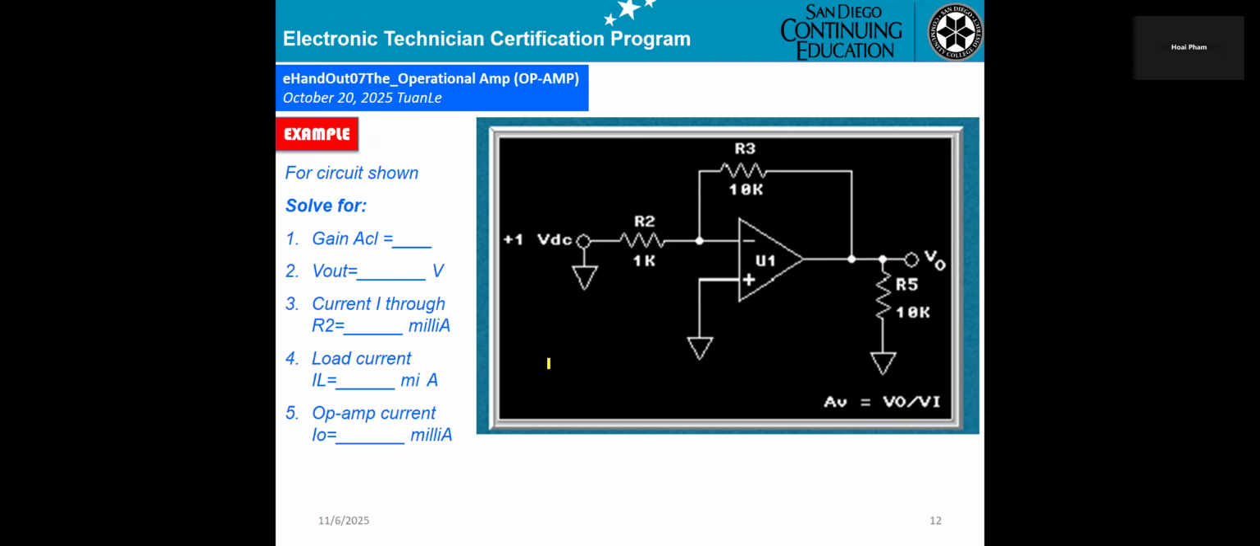And the last question, they want to know the op-amp current. You add I out, IL, and I, so you can get the output current. The output current goes into the op-amp. In this case, it sinks current, they put the current in. Any questions for this example?